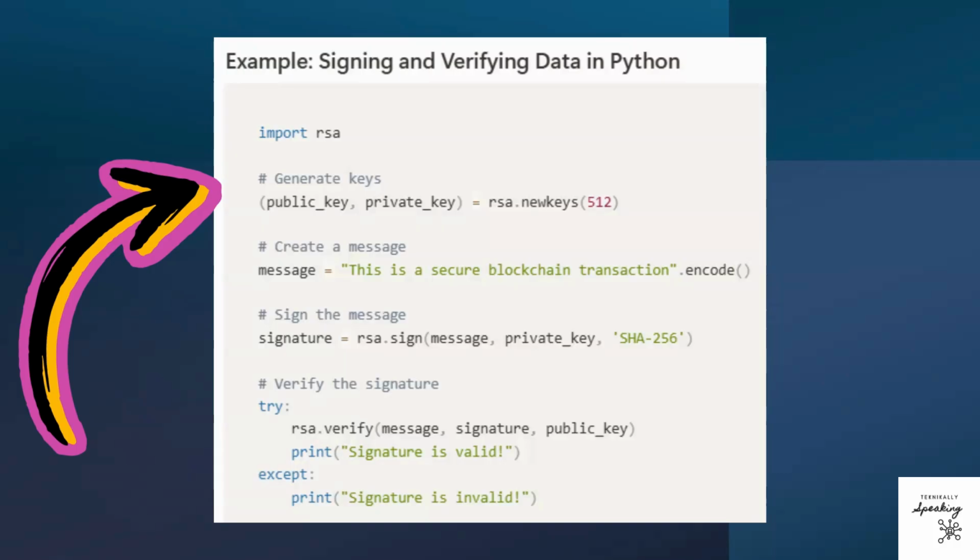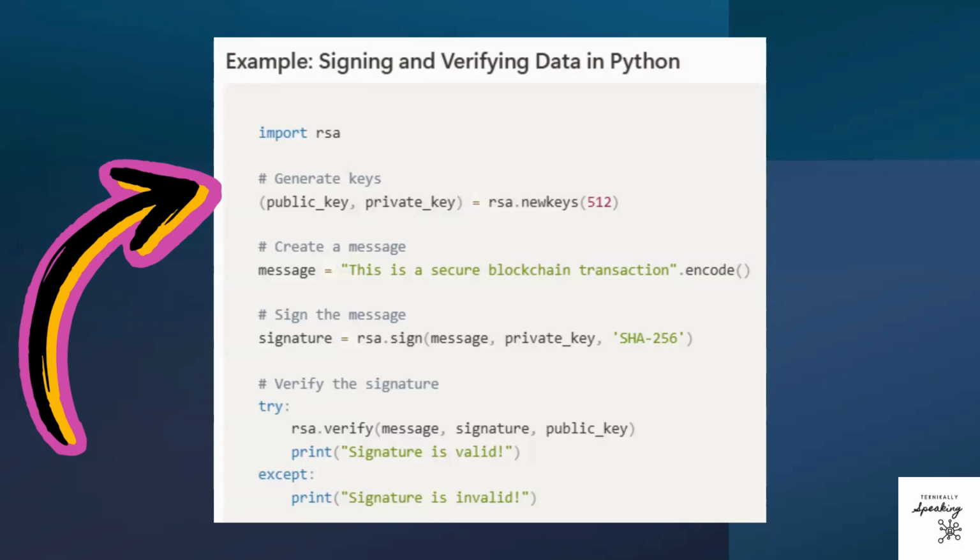Sign the message is the next line of code, where it's going to use the private key to create a digital signature for the message. The hash of the message is calculated using the SHA-256 algorithm. The hash is then encrypted using the private key to create the signature.